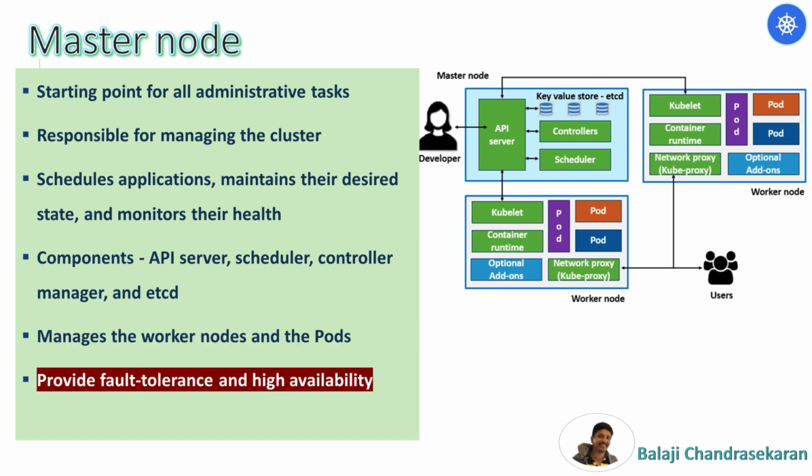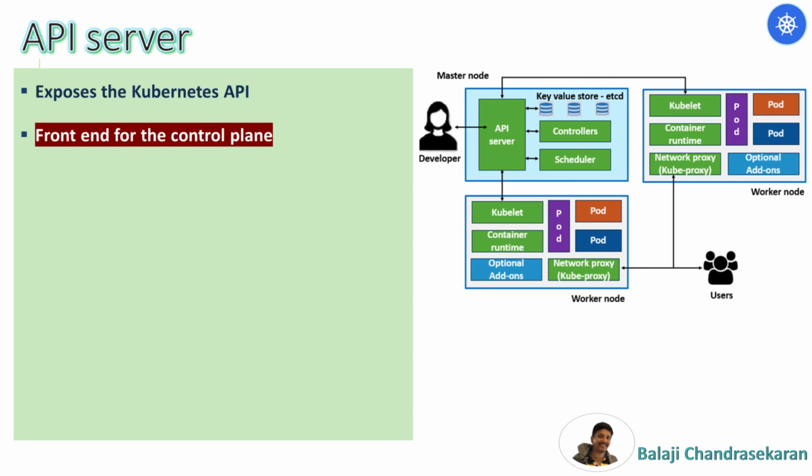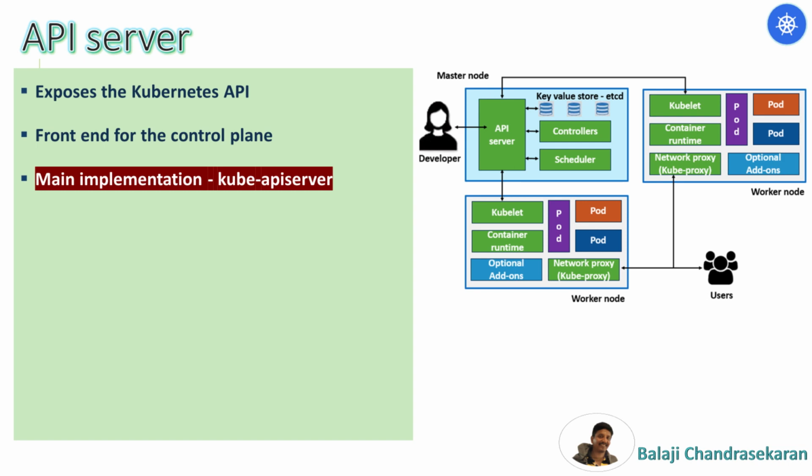In production environments, the control plane usually runs across multiple computers and a cluster usually runs multiple nodes, providing fault tolerance and high availability. The API server is a component of the Kubernetes control plane that exposes the Kubernetes API. The API server is the front end for the Kubernetes control plane. The main implementation of a Kubernetes API server is kube-apiserver. Kube-apiserver is designed to scale horizontally, that is, it scales by deploying more instances. You can run several instances of kube-apiserver and balance traffic between those instances.